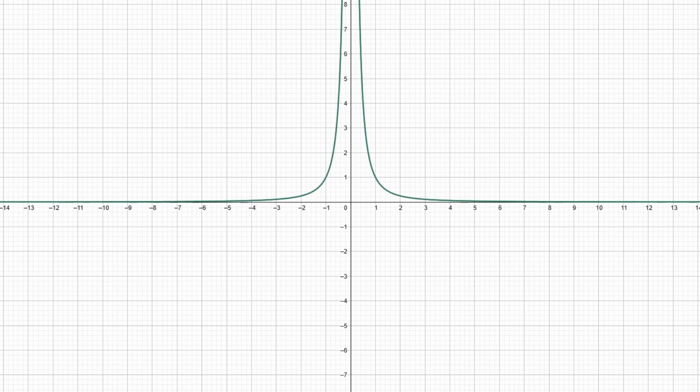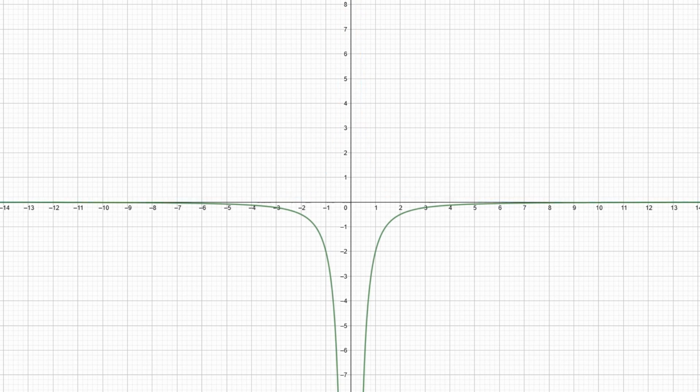So beginning with our 1 over x squared graph, we can do a stretch of scale factor 2 parallel to the y-axis, and we can now follow that with a reflection in the x-axis. Removing the original curve for clarity, here is our sketch of y equals negative 2 over x squared.